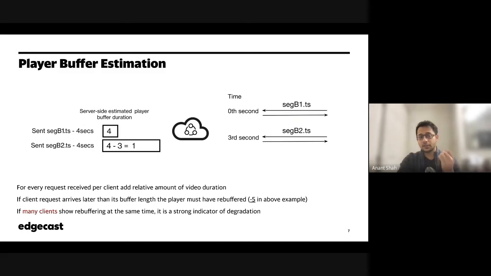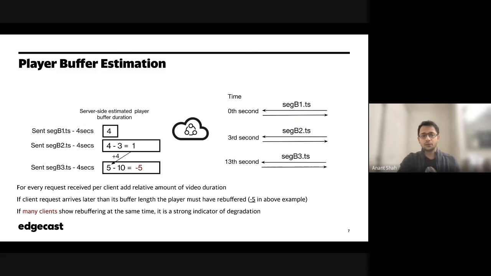That means that the player still has 1 more second of video to play. Now, let's say the third request for the third segment comes in at the 13th second. We apply the same arithmetic again. In this case, we had delivered video segment B2 in the second segment, but the player already had 1 second of video in its buffer.